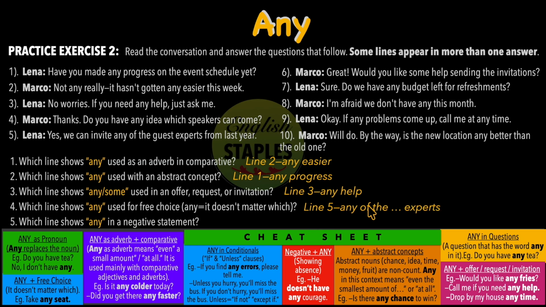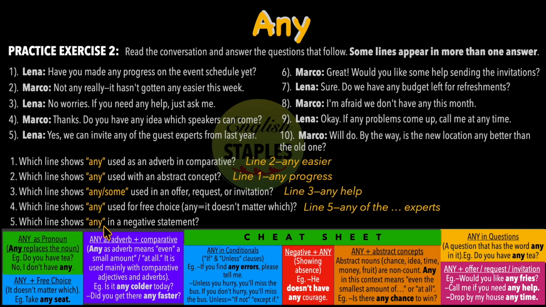Line 5. It says any of the experts. And there are some words missing, which is here. So line 5 says, yes, we can invite any of the guest experts from last year. It's a free choice. We can invite any of the guests. It doesn't matter which guest.